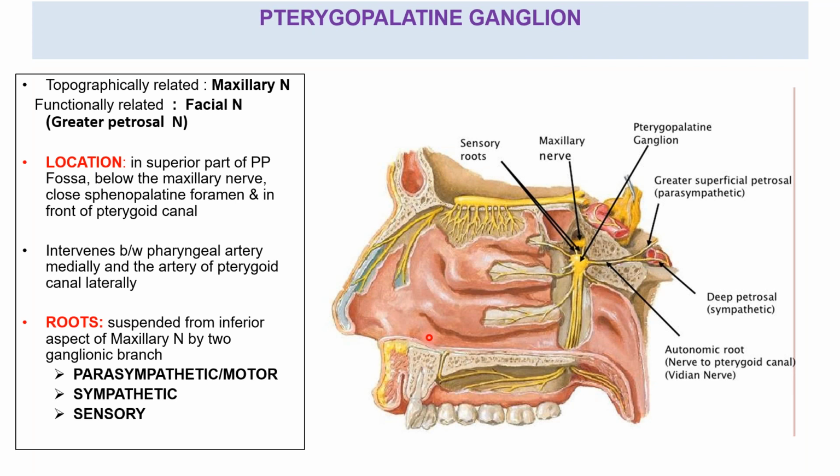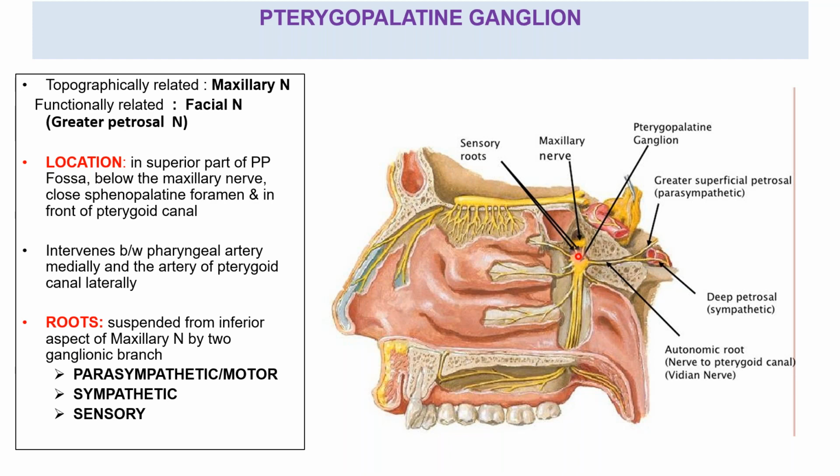So we have seen that topographically it is adjacent to the maxillary nerve, and it is suspended through the maxillary nerve. But functionally, because it is carrying the parasympathetic component from the facial nerve, it is related to the facial nerve, the greater petrosal branch of the facial nerve.